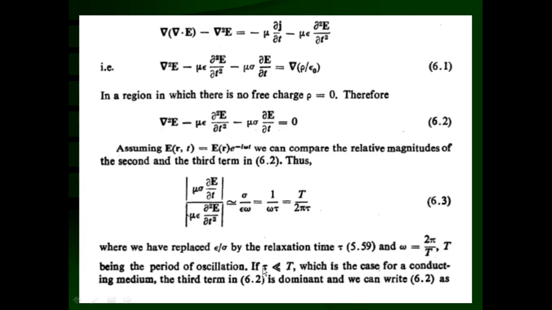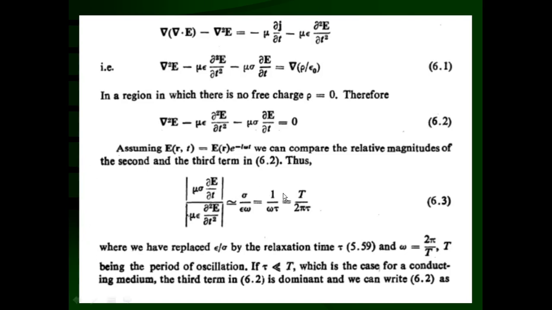Now we consider that tau is very small compared to T, which is the case for a conducting medium. The value of tau is equal to epsilon upon sigma, and if sigma is very large, then epsilon upon sigma is very small, and that means tau is small. Sigma being large means the conductivity of the medium is very large, so the medium is a highly conducting medium. So in that case, tau is very small.